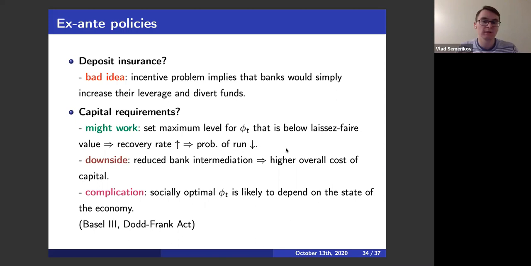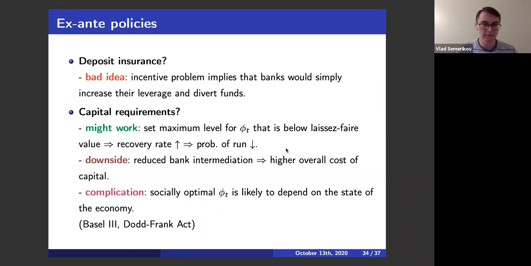What is really important here is the capital requirements. Again, as we've seen, the banks make their decisions about their leverage, and they do not take into account the bad consequences of their decisions for the overall economy. So we can set the maximum level for phi t, the leverage multiple, below the laissez-faire value, which in turn will increase the recovery rate x t and therefore reduce the probability of a bank run, all else equal.